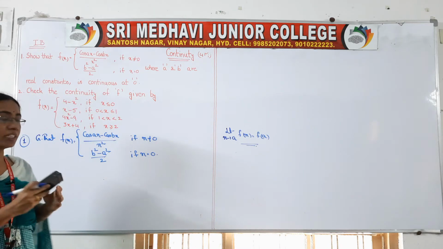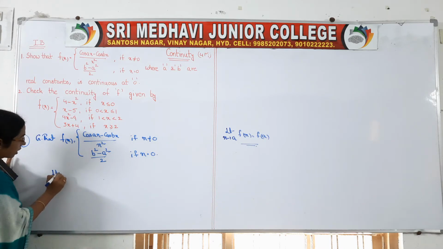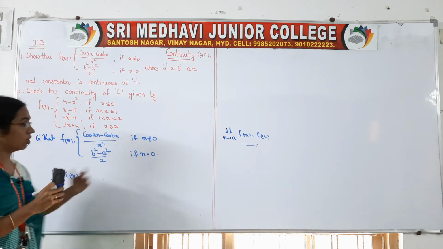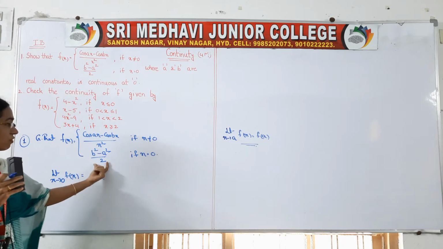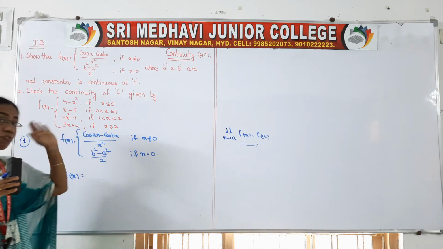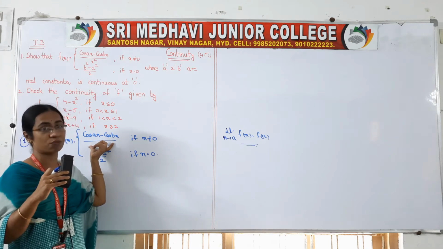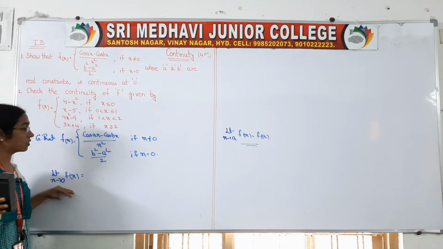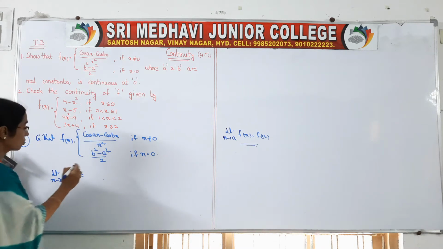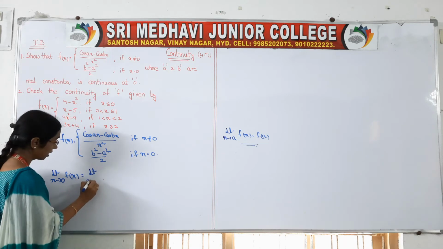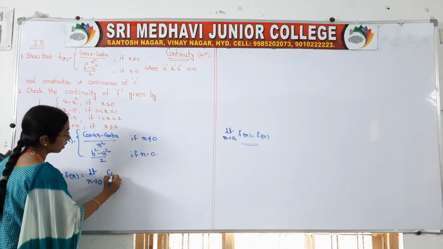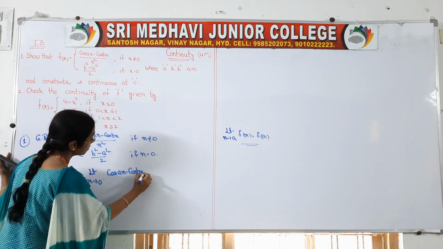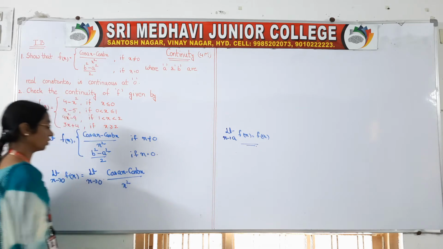Here your a value is 0, so you take limit x tends to 0 f of x, not x is equal to 0. If x is equal to 0, function is defined as b square minus a square by 2. If x not equal to 0, function is defined like this. So here your x tends to 0, not equals to 0, so we will take this function. So what is that function? Limit x tends to 0, we can write it as cos ax minus cos bx by x square.